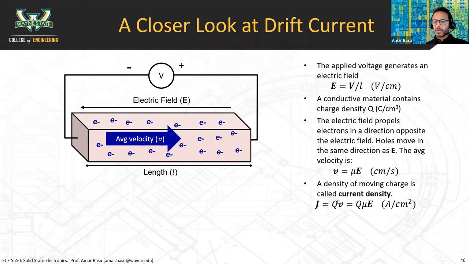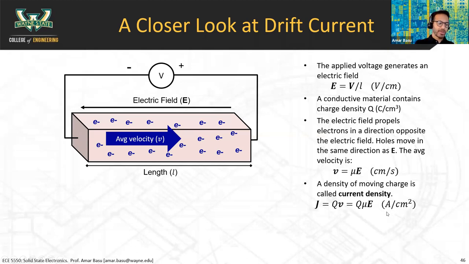Okay, next. Once we know the electric field, we can calculate the velocity of the electrons. And then we can calculate something called current density. The current density is equal to the charge density. The charge density means how many electrons we have per centimeter cubed. So the units for that is given here, coulombs per centimeter cubed. So charge density times the speed at which they're moving, the velocity. And this has units centimeters per second. So if you combine these together, you'll get a quantity called current density, which has units amps per centimeter squared.